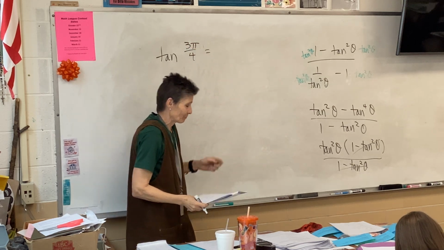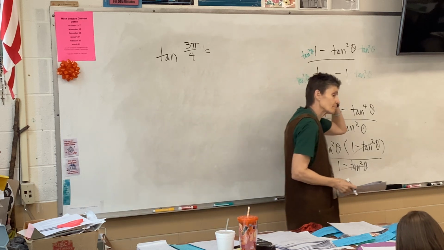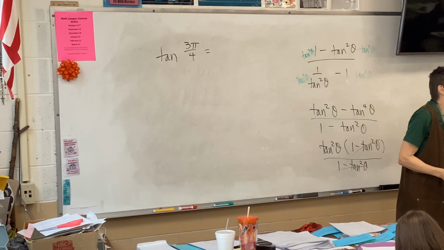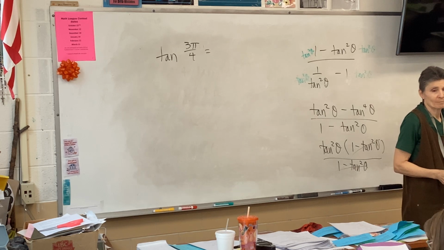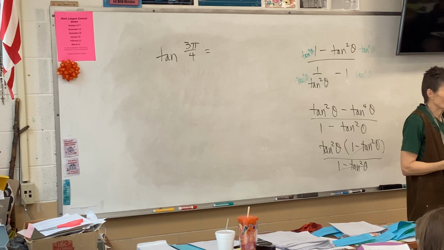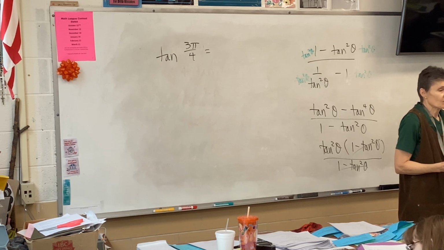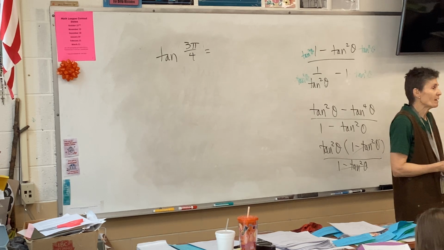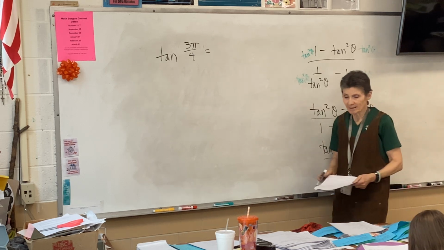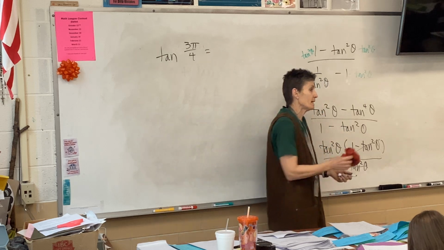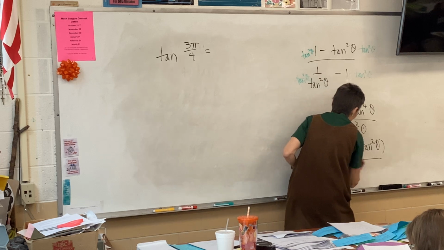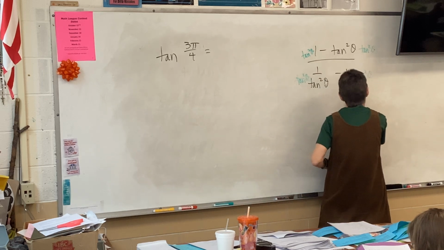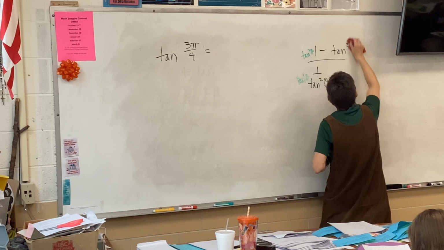Review problem. This is a review problem. Then we're going to get started on our notes. So, tangent of 3 pi over 4. First thing you might think about is that's 3 180s divided by 4, which is 135.